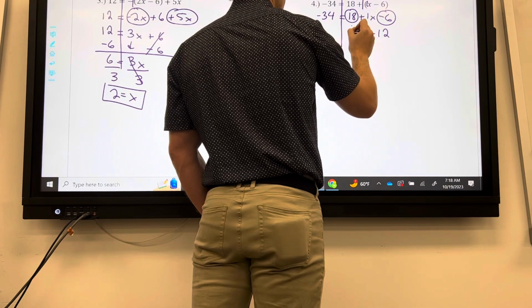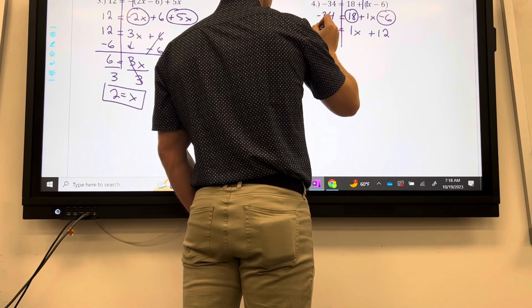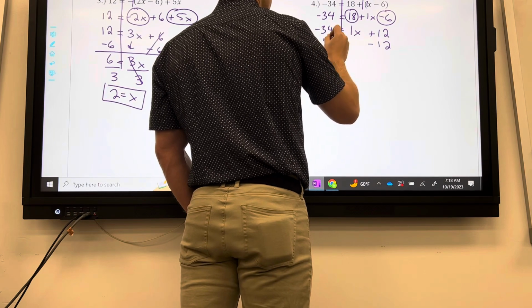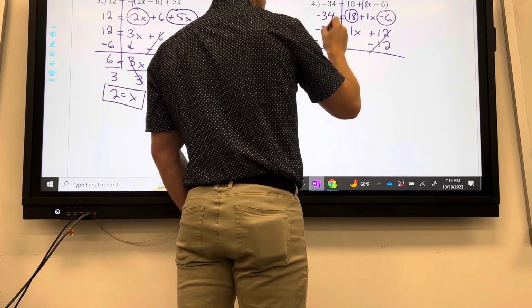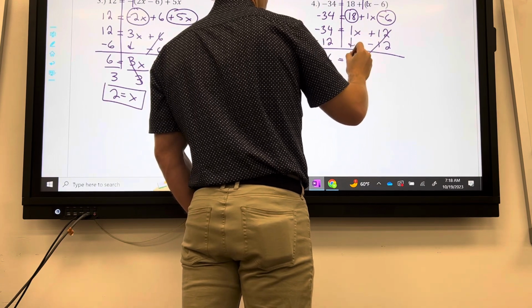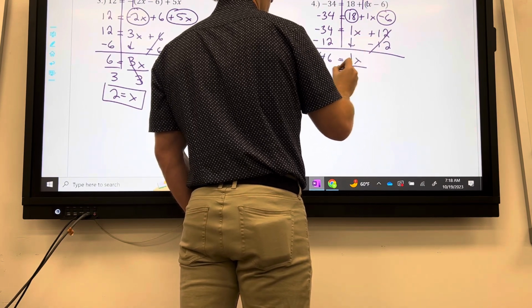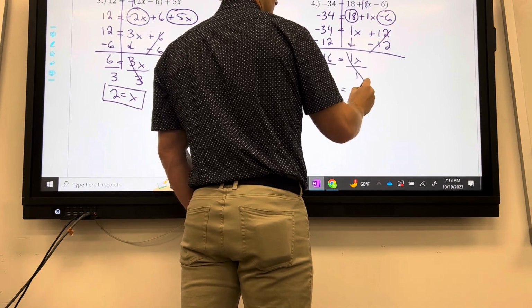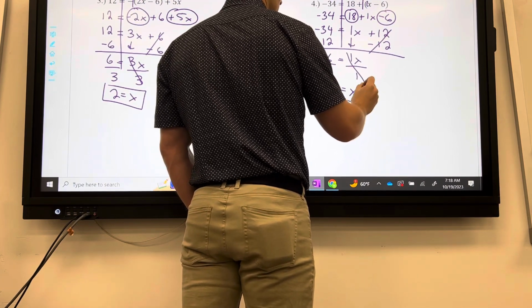And the 1x drops. The negative 34 drops. And you subtract 12 to both sides. That cancels. Negative 34 minus 12 is negative 46. The 1x drops. Then you divide by 1, divide by 1. X is equal to negative 46.